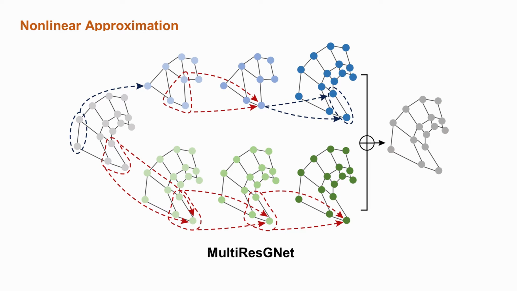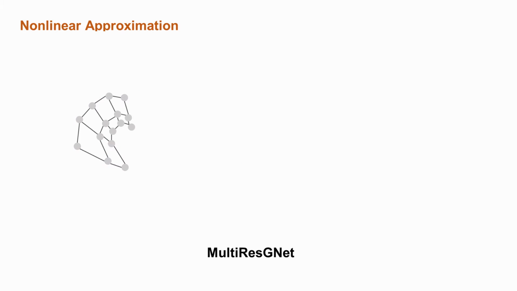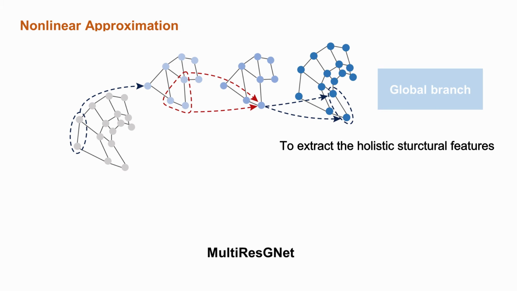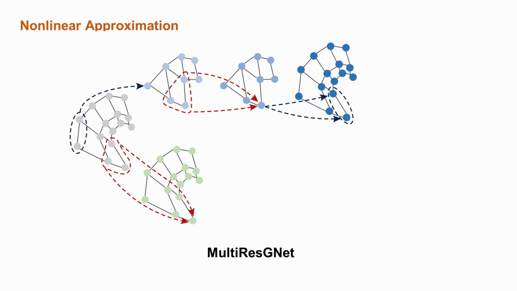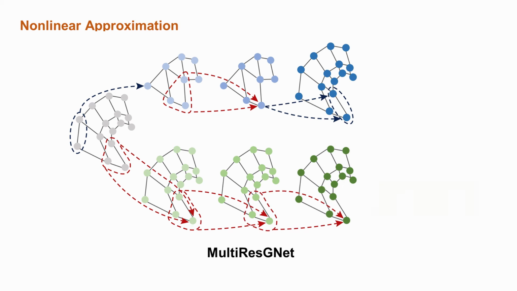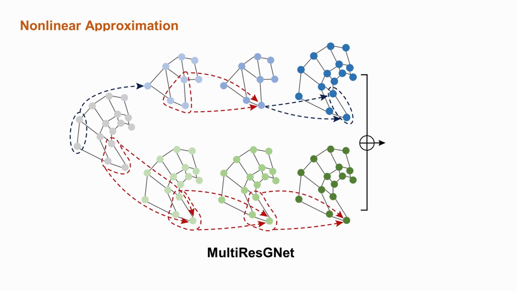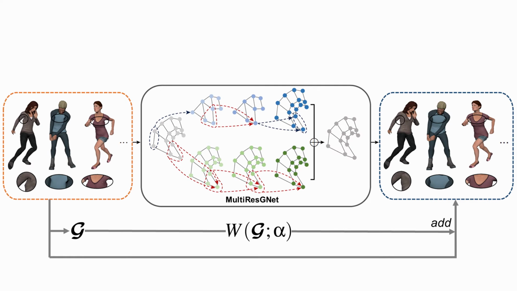It consists of two branches. The global branch uses lower resolution graphs where we define the pulling and unpulling operations to extract the overall structural information. The local branch uses original resolution graphs to deal with the local detailed features. Finally, output features from two branches are combined together. Overall, the linear skinned mesh plus the corresponding nonlinear corrections can obtain the final deformed mesh.